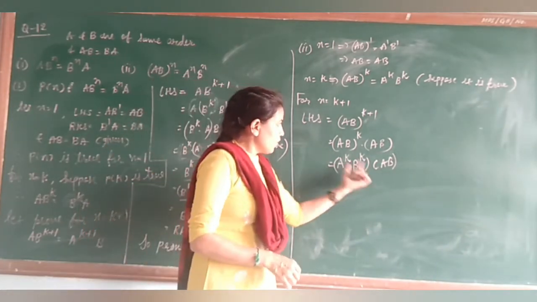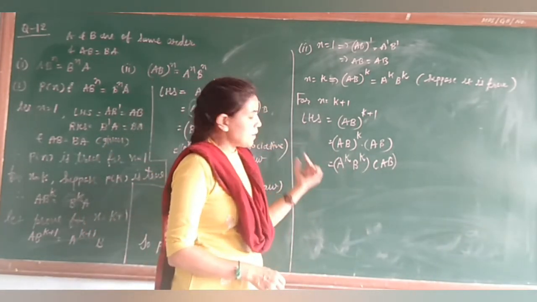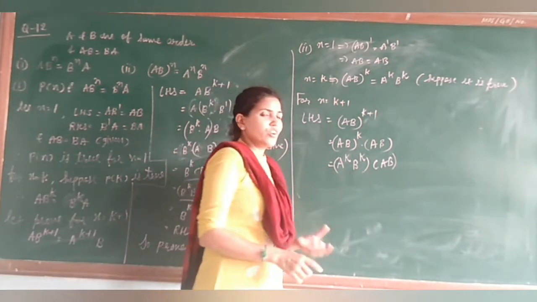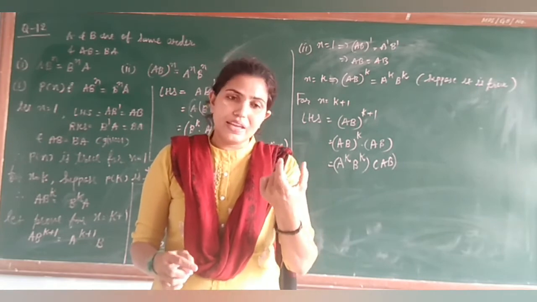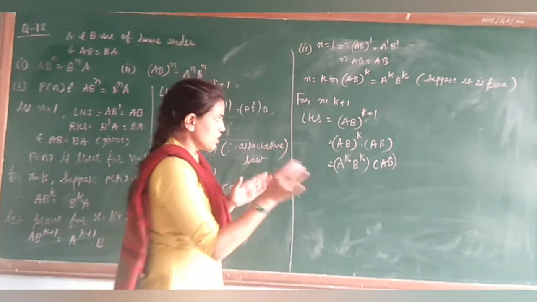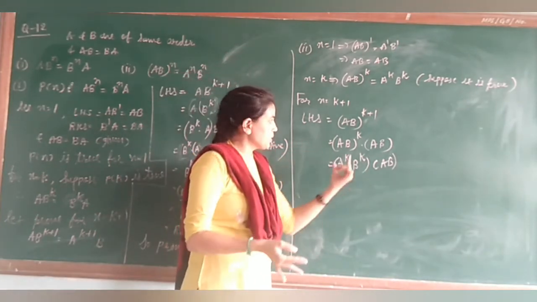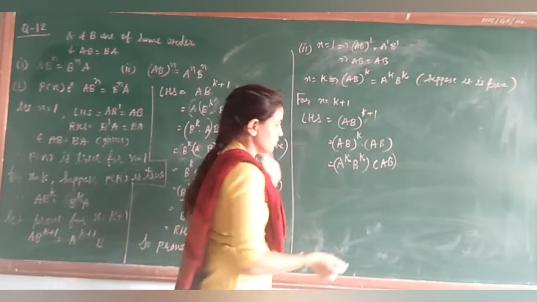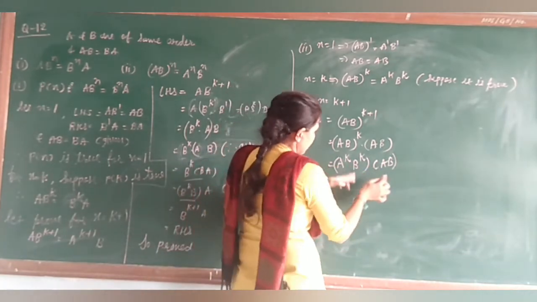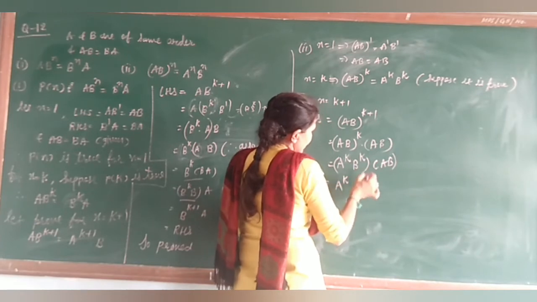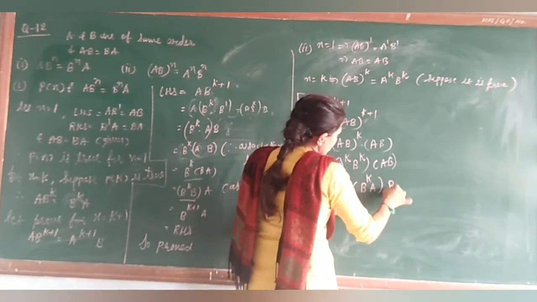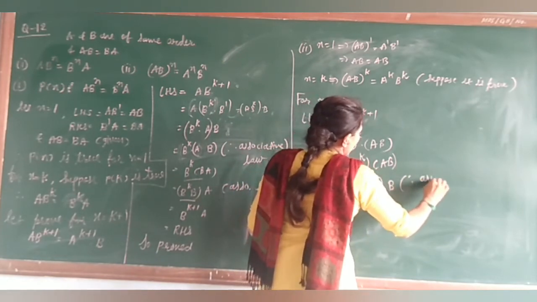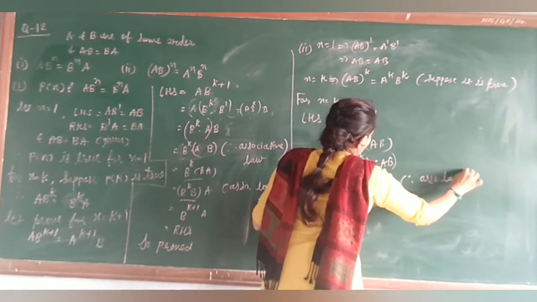So now we can apply the associative law. In the associative law, when you have multiplication, you can multiply in any bracket. The order or sequence is not changed, but you can multiply in any pair. So now here I should write a raised to k into b raised to k into a into b. Why? Because of the associative law.